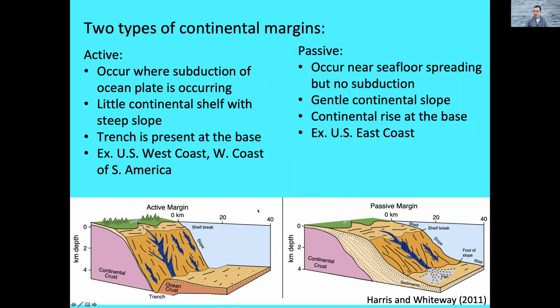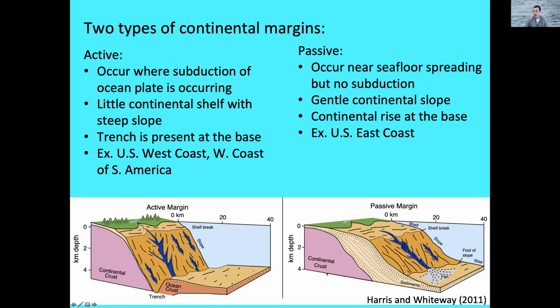Now, along the margin of continents, you have two different types of continental margins: active margins, and these occur where you have subduction of ocean plate occurring. So again, that's where we get these deep trenches, very steep slopes with little continental shelf. And so an example is most of the US West Coast and the west coast of South America.